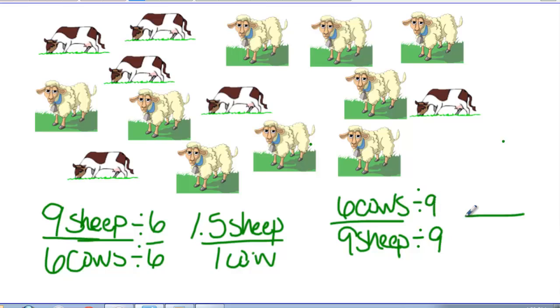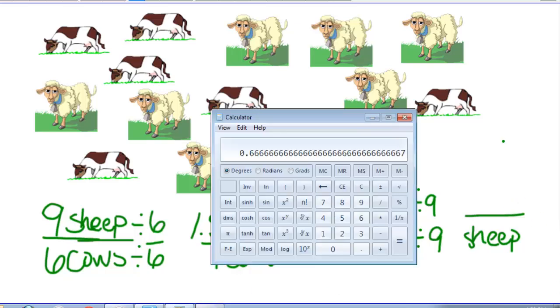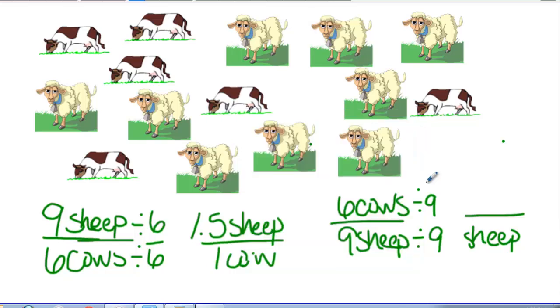So if I divide 9 by 9, I'm going to get 1 sheep. And if I divide 6 by 9, I get 0.6 repeating. 0.6 repeating is the same thing as 2/3. So I have 2/3 of a cow for every 1 sheep.